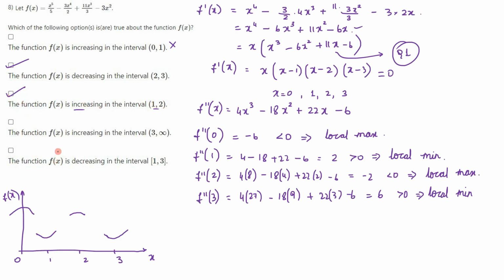What about the fourth one? The fourth one we have 3 comma infinity. Since they have not given any other interval and we have not checked any other interval here, these are the only maxima and minima for this function from minus infinity to infinity, right? So from 3 comma infinity the function goes on increasing. Again this option is right. What about 1 comma 3? In 1 comma 3 we have a change of direction, so this option is wrong.